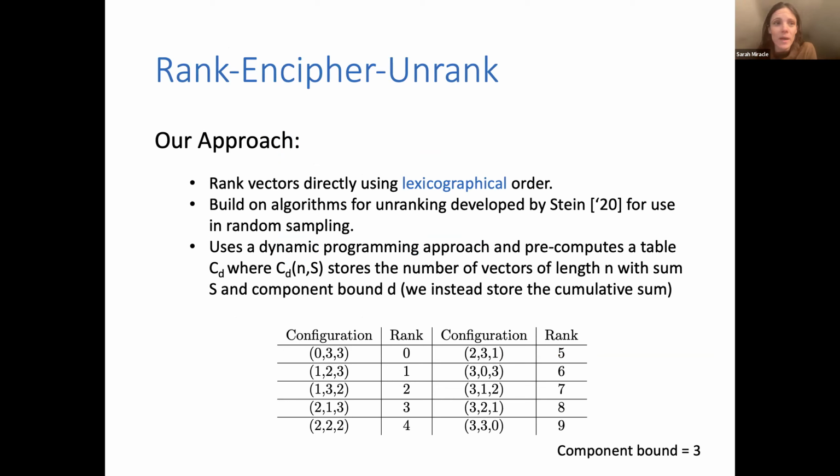All right. Okay, so I told you we had 2 types of results. One was this mixing time bound, and the other one was the rank and unrank. So we have 2 algorithms for ranking and unranking, and I'm going to talk about the first one a little more quickly because it's not quite as interesting.